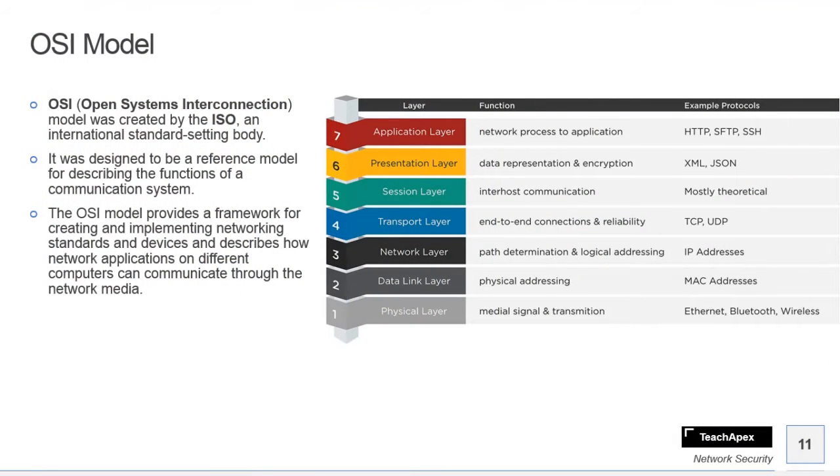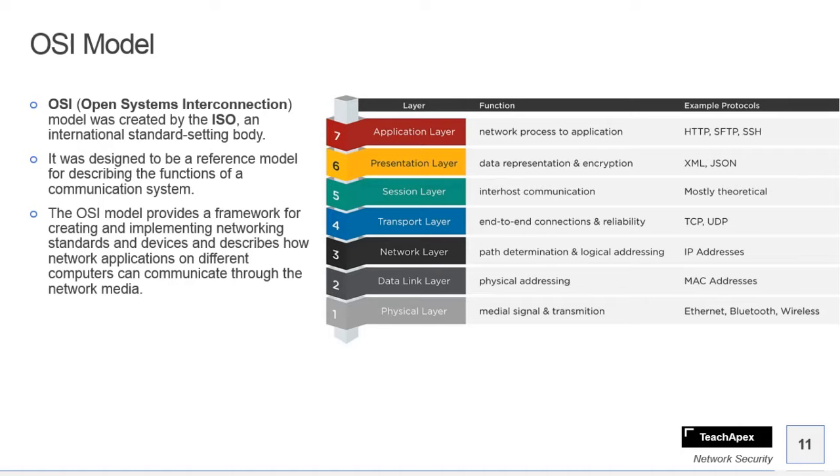So as you can see here, one of the major differences between OSI and TCP/IP is that OSI is a conceptual model which is not practically used for communication, whereas TCP/IP is used for establishing a connection and communicating through the network. OSI stands for Open System Interconnection, created by ISO, an international standards organization. It was designed to be a reference model for describing the functions of a communication system.